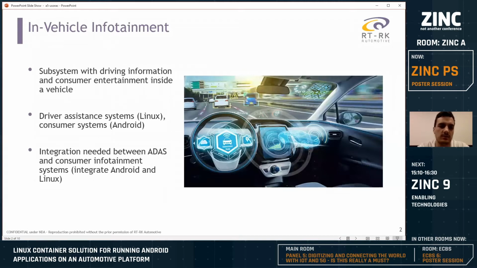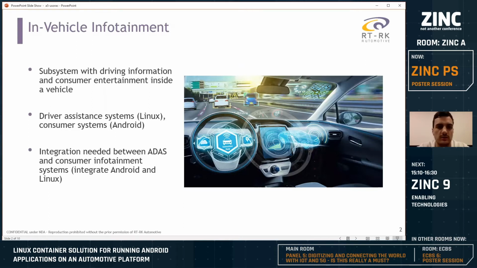The IVI sector is a vehicle subsystem with driving information and consumer entertainment data, and it marks significant development in the software of the automotive in the past few years, and it usually has an Android operating system which is suited for the software to run on top.